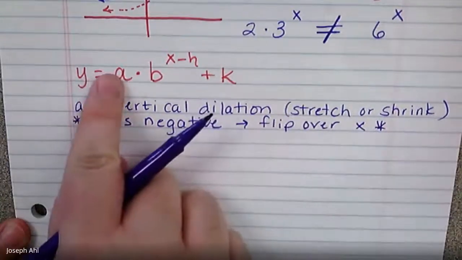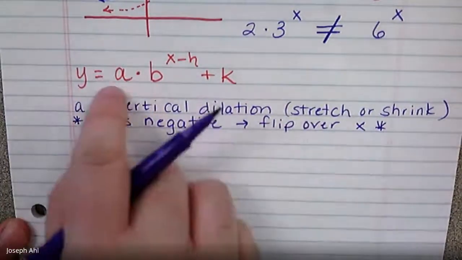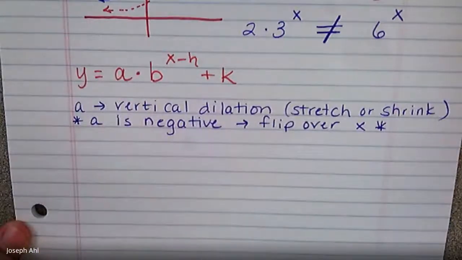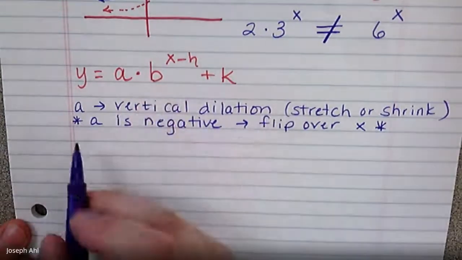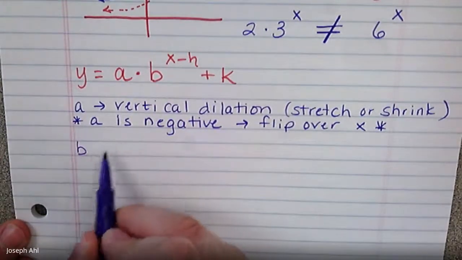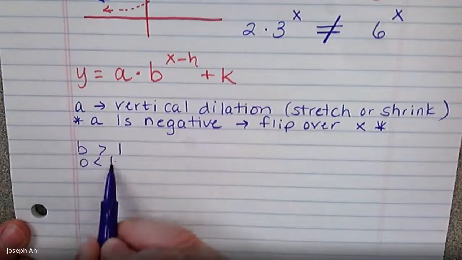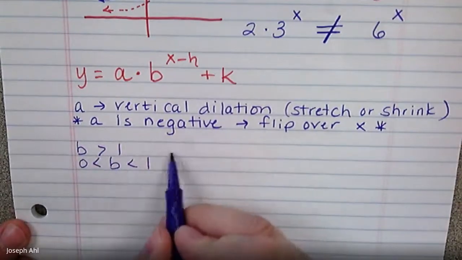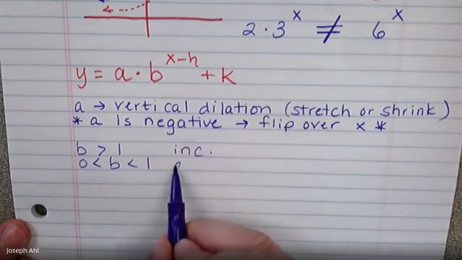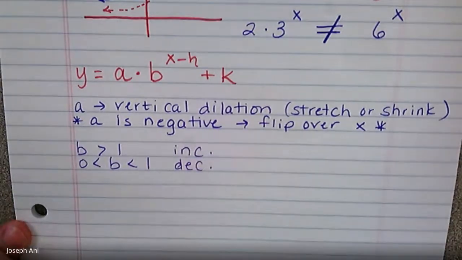Right, having a negative out in front attached to that vertical dilation will flip it over the x-axis. Negating the x in the exponent would flip it over y. As far as the base of b goes, we know that b dictates whether it's exponential growth or decay. We've already talked about that, but b bigger than 1 means that it's an increasing function, and b between 0 and 1 means it's decreasing.